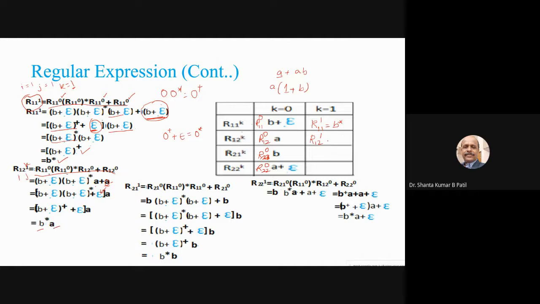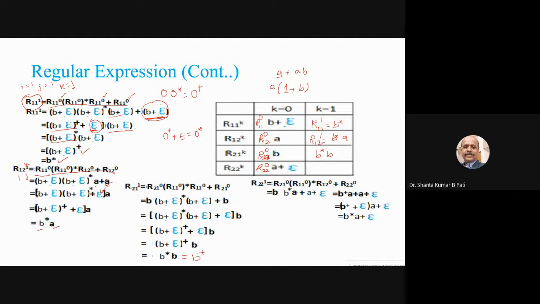So R1 to 1 value is b star a. Like that you can find out the R21 values. It is a b star b. It is not b plus. Actually, b star b is equal to b plus.